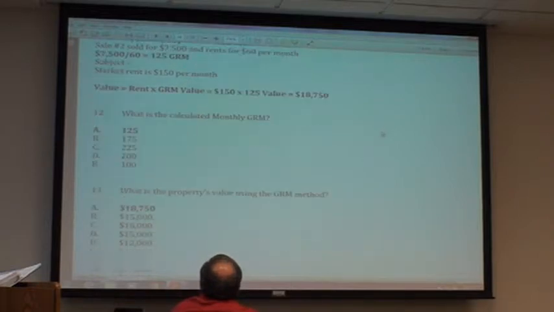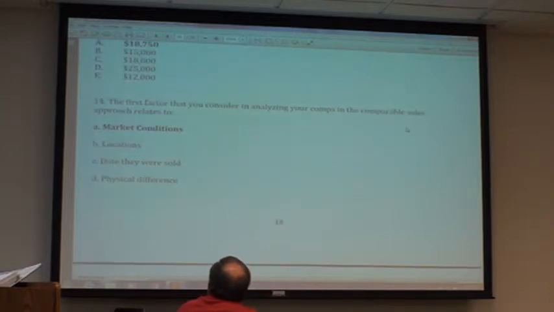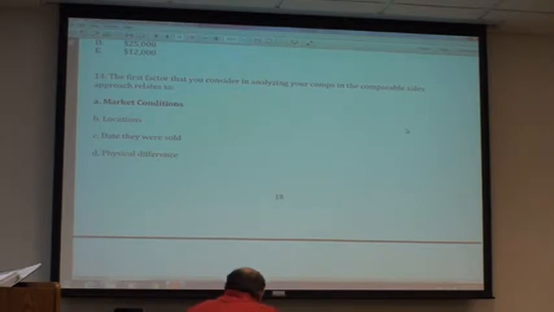So number 13, what is the property's value using the GRM method? Is A, 18,750. Question 14, the first factor you should consider and analyze your comps in the comparable sales approach is the what? Market conditions, market-related adjustments.